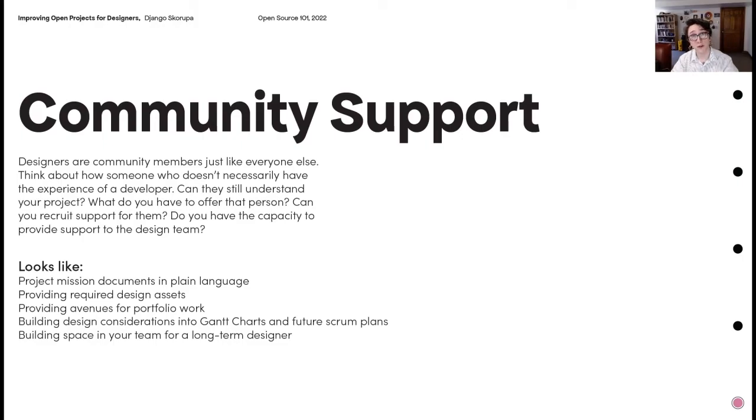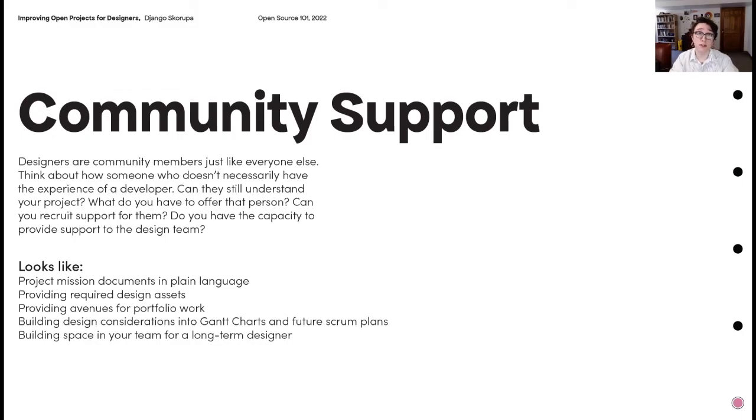You can also provide avenues for portfolio work. If a designer really wants to showcase specific work that they've done for your project, let them. It's extremely important to our career as designers that we can demonstrate the work that we've done.